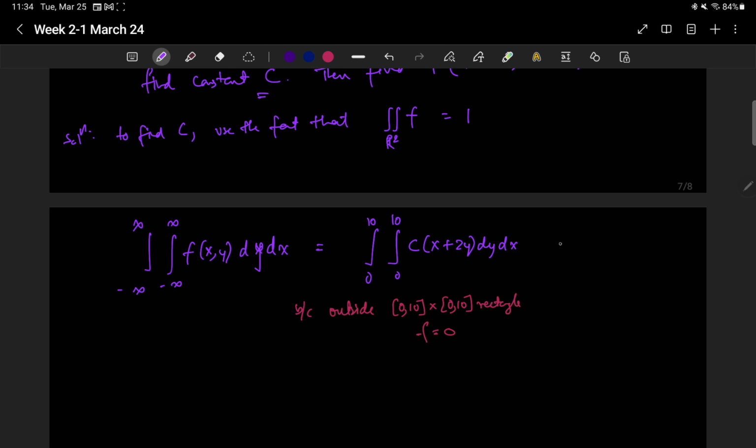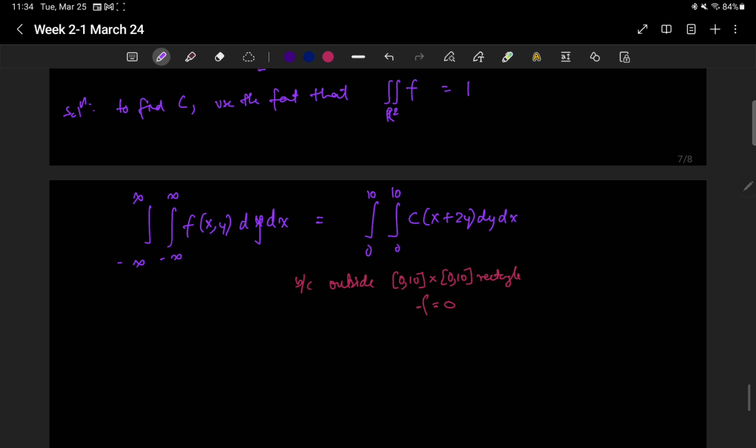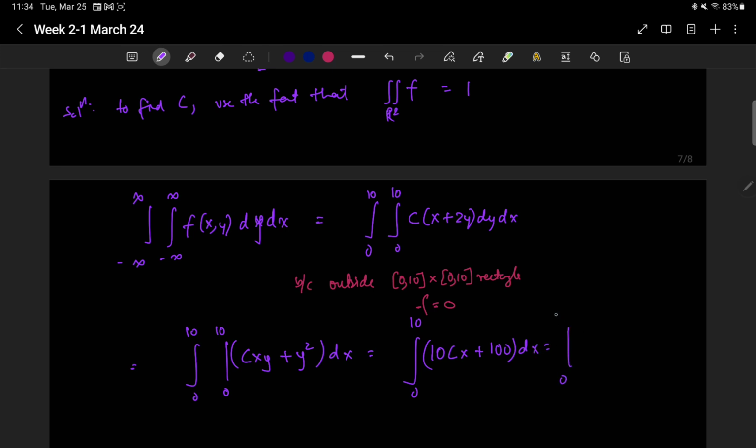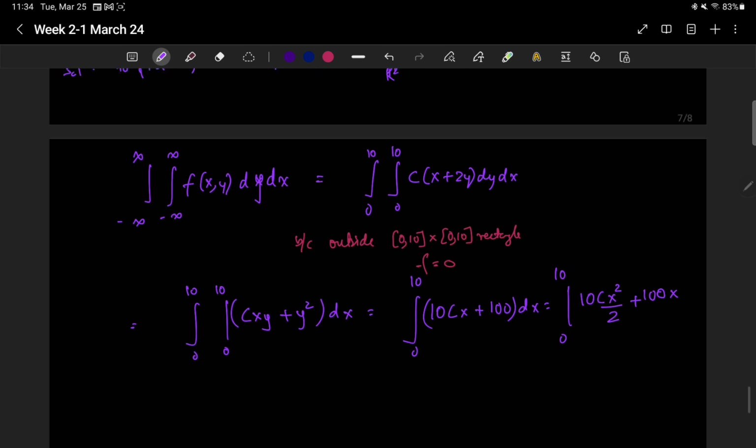All right, so now this can be worked out because c is just a constant. Let's take the integral with respect to y, from 0 to 10. Sorry, not derivative, integral. This becomes cxy plus cy squared. Plug that in. Now it's the integral from 0 to 10 of 10cx plus 100c. Then 0 to 10, and that is 10cx squared over 2 plus 100cx.